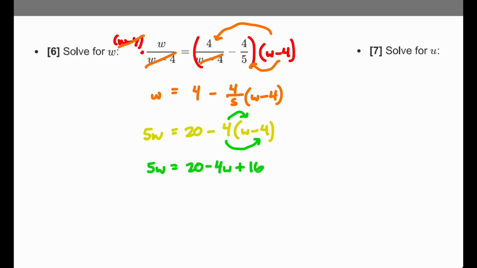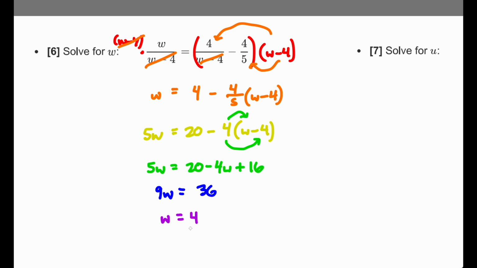Okay, a nice, easy equation to work with. It makes it a lot easier once you look at this linear equation to solve. All right, let's work through it here. We're going to add 4w to both sides, so we get 9w. The 20 plus 16 is going to be 36. Divide both sides by 9, and you end up with w equals 4.